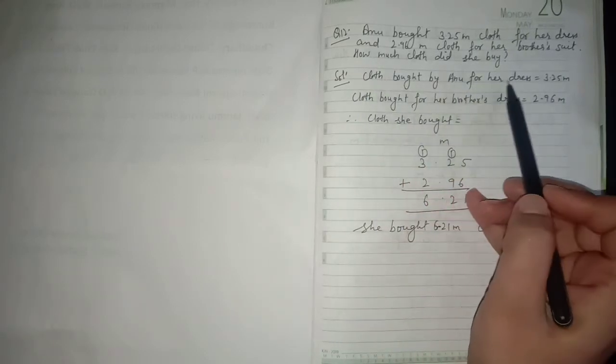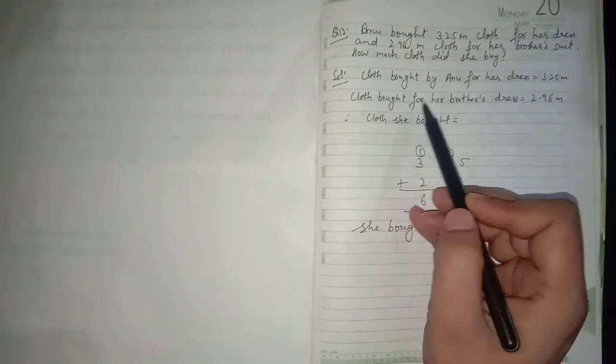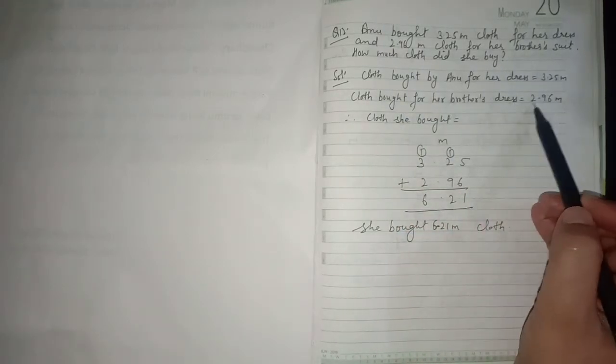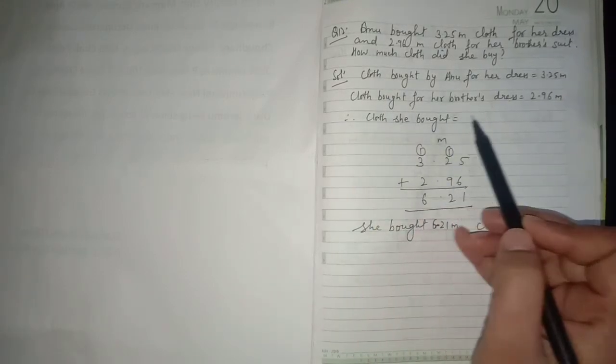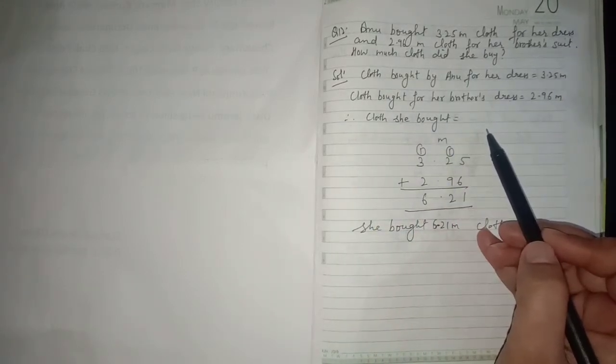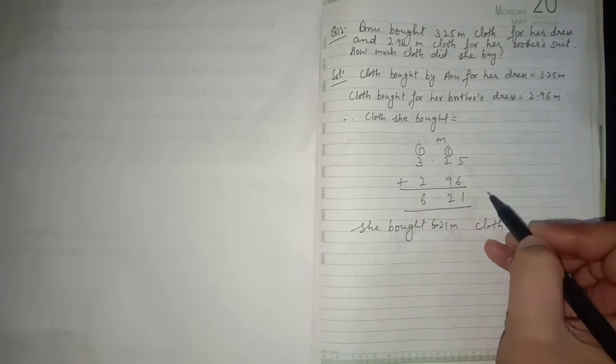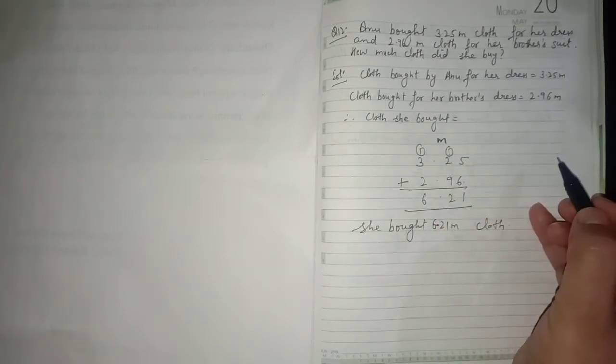So let us write the statement. Cloth bought by Anu for her dress, it is 3.25 meter. Then cloth bought for her brother's dress, this is 2.96 meter. Therefore, cloth she bought. So we need to add, because we need to find out how much cloth she bought in all. Okay. So 3.25 plus 2.96. Now instead of writing meter here again and again, we can write the unit here in common on the top.